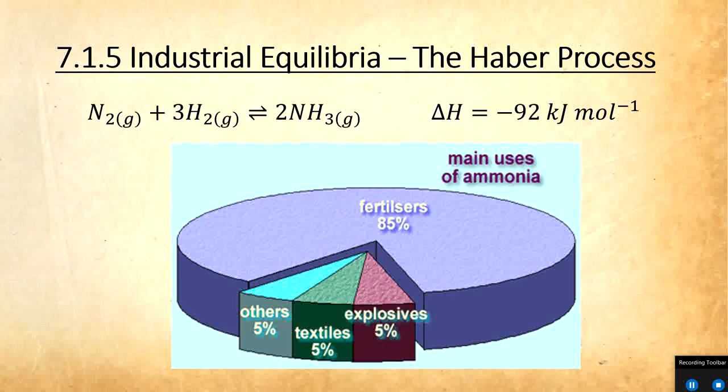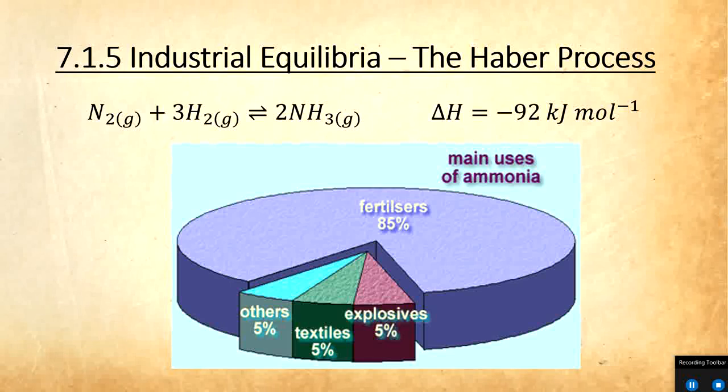Again, you can see a chart here of some places where ammonia is used. So fertilizers are 85% of the ammonia usage that's produced. Textiles and explosives make up 5%, and others, which includes things like plastics, so making polyamides from ammonia. So poly, like we learned in the organic unit, meaning many pieces.